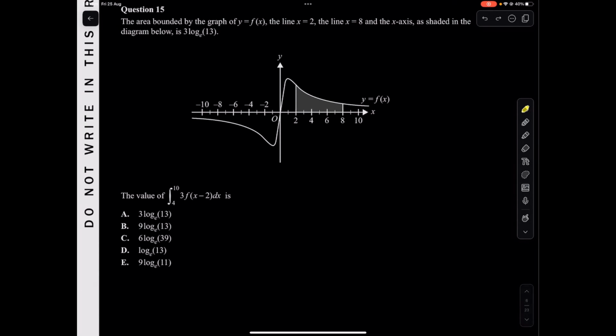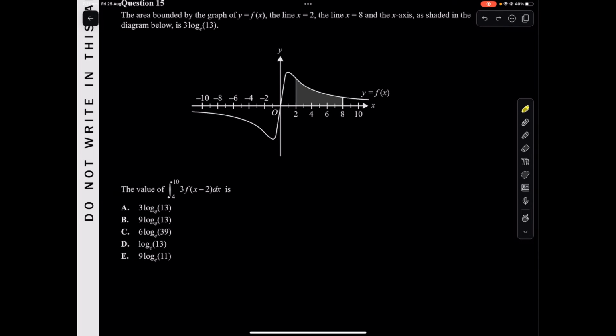The area bounded by the graph of f of x, the line x equals 2, the line x equals 8, and the x-axis is shaded in the diagram. The value of this is what? Well, it's been translated 2 units to the right, which again, a translation does not change the area, so that has no effect. But the 3 over here, it does change it.